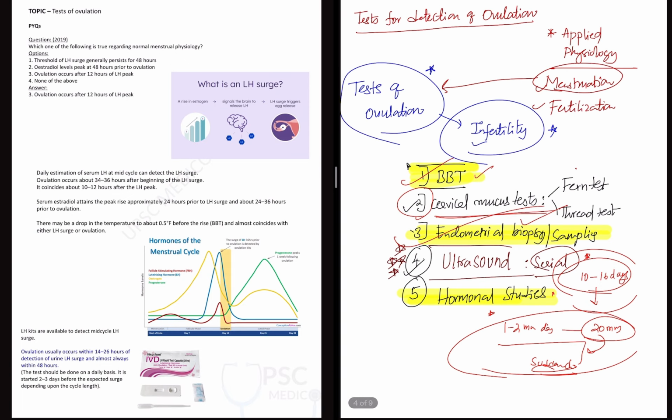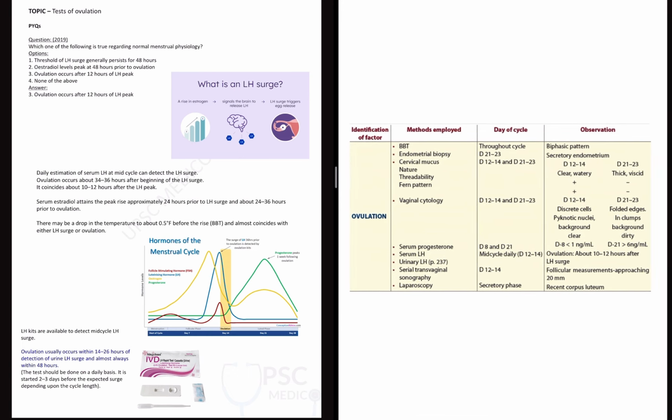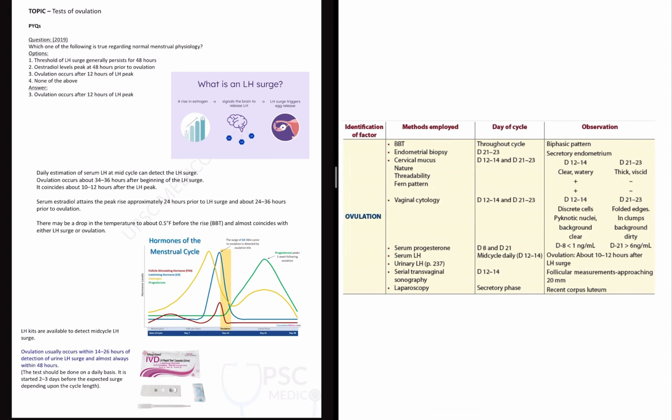And finally, in Dutta's textbook of OBG, they have given a beautiful table. This is very important because you might expect 1 mark from this for sure. Okay, these are all the identification factors, that is ovulation factors. We have BBT, endometrial biopsy, cervical mucus, and also vaginal cytology, which we failed to discuss, and hormonal studies, serial ultrasound, and even you can do laparoscopic examination for secretory phase or to check for recent corpus luteum.